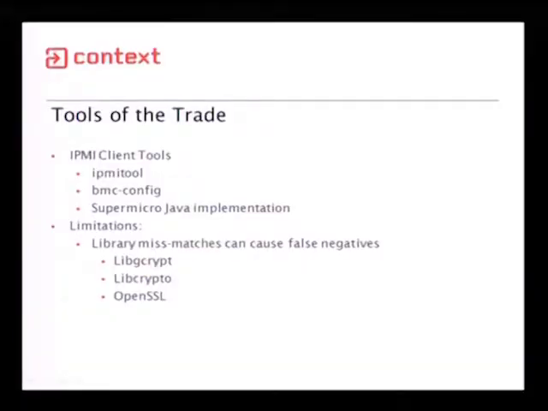Your biggest problems: if you've got mismatches inside your libraries, you're going to get false negatives, because you're going to fail the crypto steps, and you're not going to know why you failed those crypto steps. The ones that hit us each time are libcrypto and OpenSSL. There are magic combinations of those three, plus the version of IPMItool or BMC config, which work. Others don't. Most of the tools that we look at are generated just for NIC systems. We'll talk about that in a few seconds.